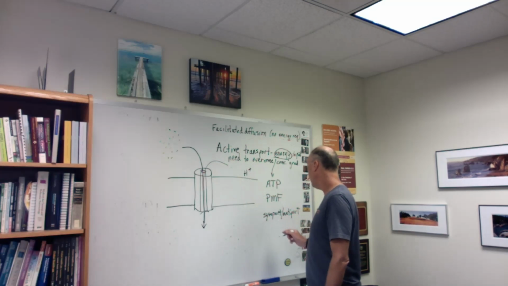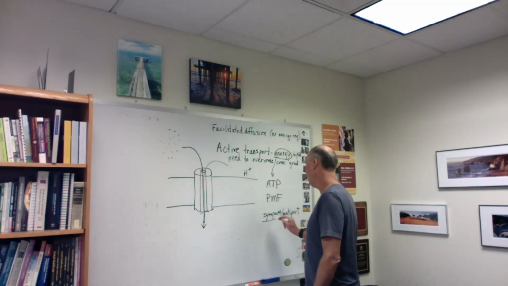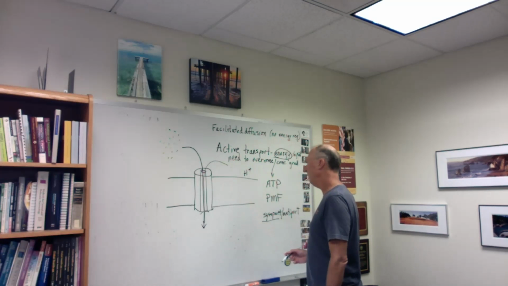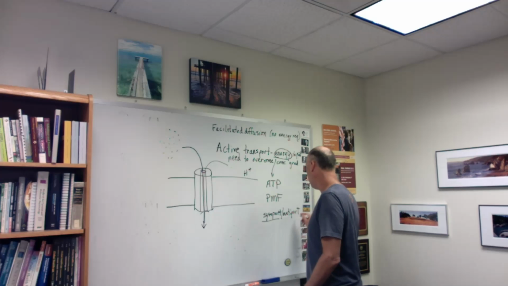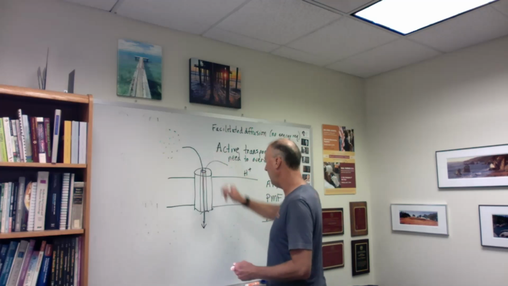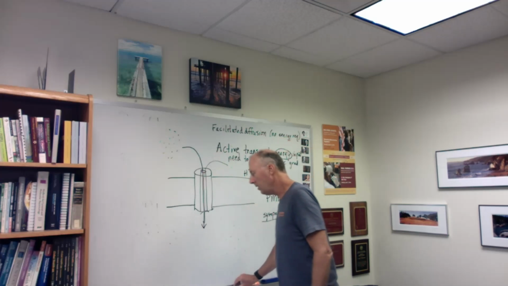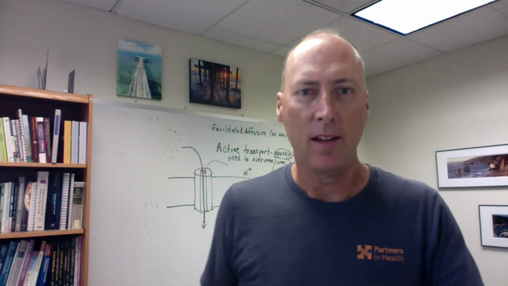So that's a special example of a symport, where you bring something in along with your transported molecule. An antiport is simply where you eject something at the same time as you bring something in. These are all described in your book, these different transport systems. So you don't need to know them in great detail.